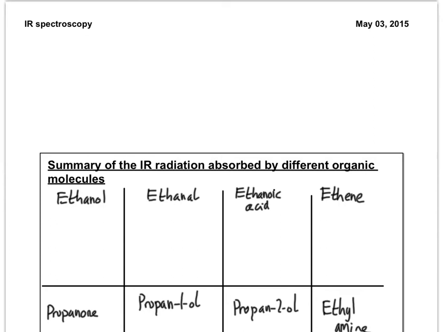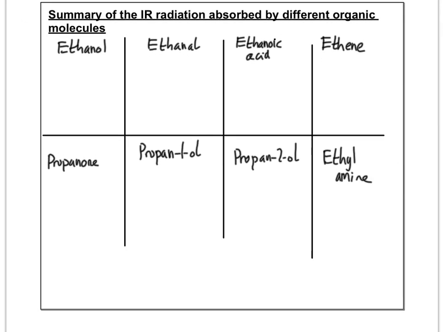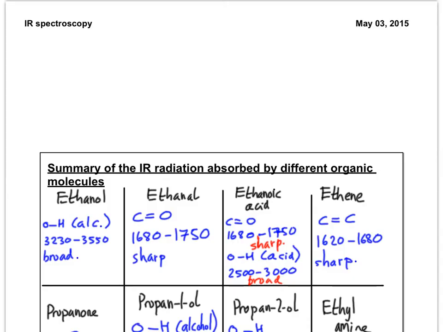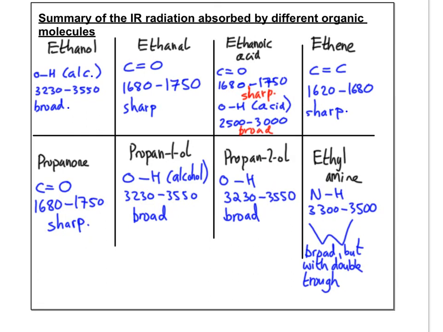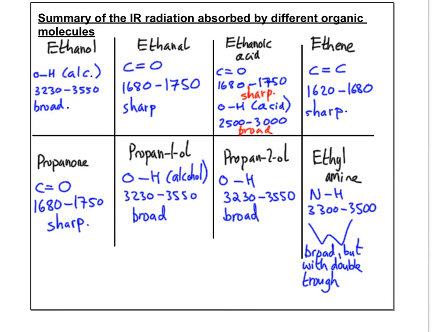So what you could do is have a think about what the key absorptions are for these different molecules. You could have a go at working that out, and the answers are as follows. Ethanol, ethanal, ethanoic acid, ethene. You could run through what their functional groups are. Sharp peak for the aldehyde, 1680 to 1750, because of the carbonyl group. OH alcohol, 3230 to 3550, that's the important range to mention. It's a broad peak due to hydrogen bonding.